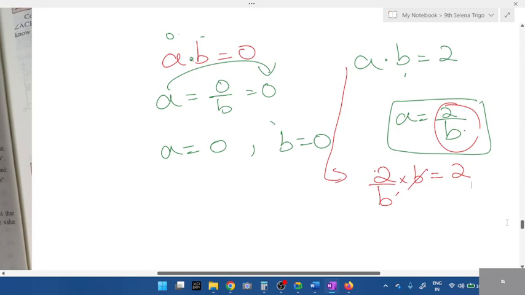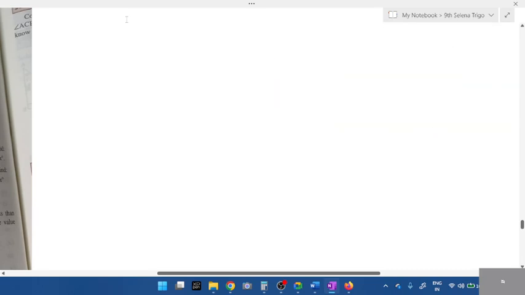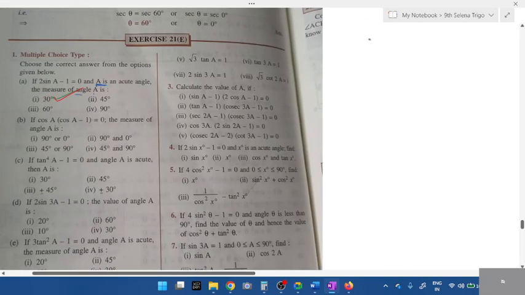No, ignore this. Just learn the zero rule. We'll do the second one. Look at the second question. What is given? Cos A into cos A minus 1 is equal to 0. Find the measure of angle A, students.